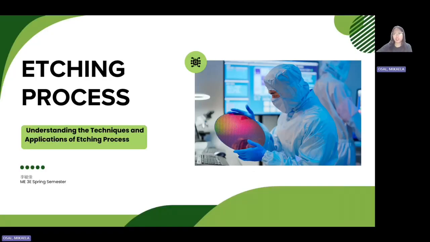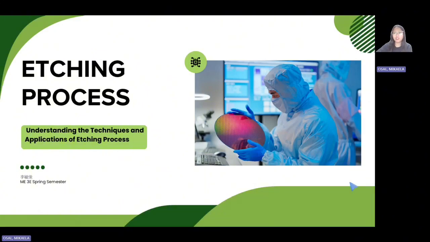Hello everyone! Today we're going to explore one of the most critical processes in semiconductor manufacturing, which is etching. This is a subtractive technique used to precisely remove material layers on a wafer, allowing the creation of intricate features at the micro and nanoscale. Whether you're working with transistors, sensors, or microelectromechanical systems, etching plays a pivotal role in shaping the final structure.